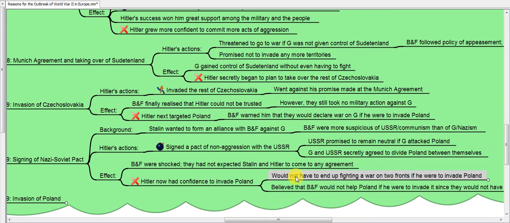Because he knew that he would not have to end up fighting a war on two fronts if he were to invade Poland. If he were to invade Poland, he knew that Britain and France would try to stop him on one side, but he was worried initially that USSR would try to stop him on the other side. But now that he had signed this pact of non-aggression, he didn't have to worry about the USSR attacking Germany if Germany invaded Poland. Instead, they only had to worry about an attack from Britain and France. So that means no more war on two fronts. It only would be a war on one front at most.